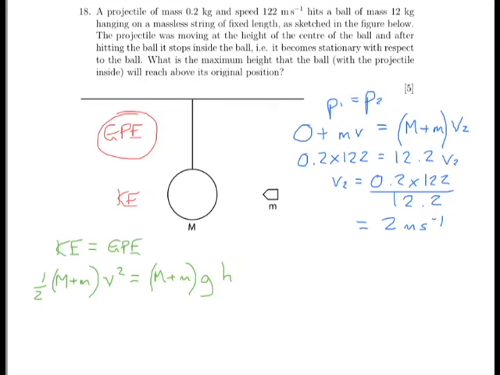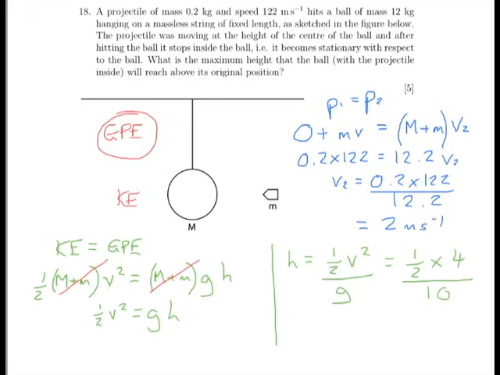Now we can definitely do some cancelling here. The masses cancel out, which tells us that half v squared is equal to gh. So let us rearrange this then to find h. So h equals half v squared divided by g. Well, that's a half times 4. V is 2, so v squared is 4, divided by 10, which will finally give us, so that's 2 divided by 10, which will give us 0.2 meters. That's our final answer.